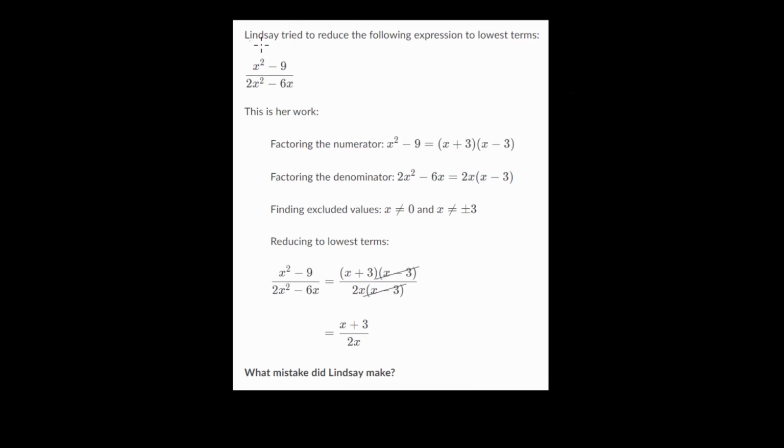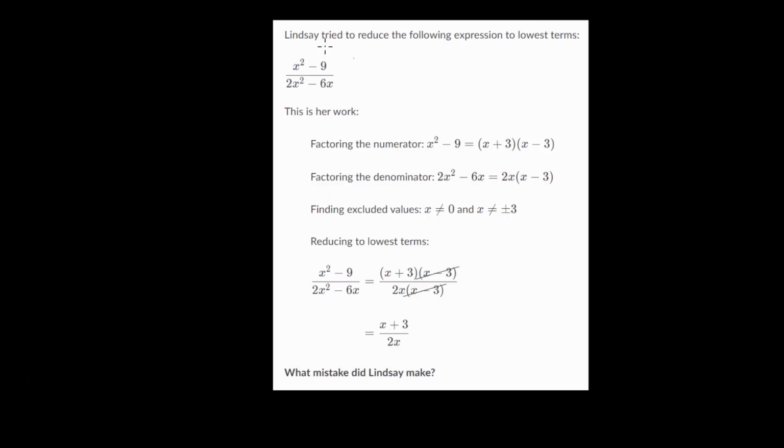And in this one, we have Lindsay trying to reduce the following expression to lowest terms, just like the last one. And for this one, we'll work out the problem ourselves and then compare it to her work and see where the mistake may have been made. And we can just rewrite it. So (x squared minus 9) over (2x squared minus 6x).